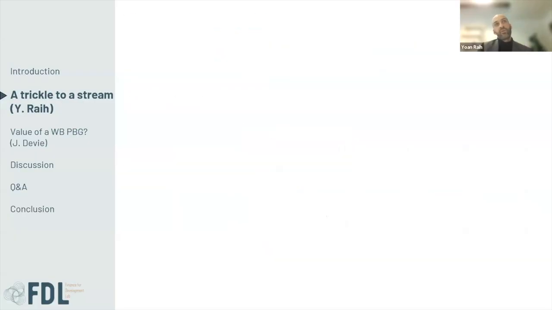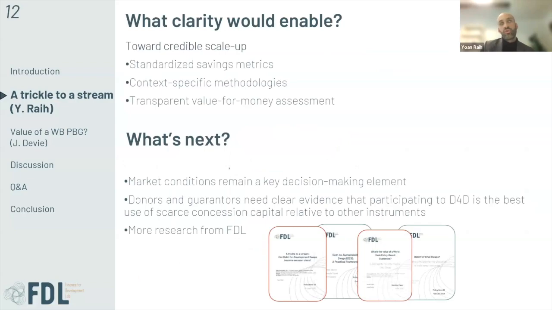So that's an aspect, and I will end with just a few elements for what to expect from 2026 and so on. We believe that market conditions will still be the main driver, obviously, of debt for development swaps. Do they make sense for the countries to go back to the market alone or with a credit enhancer? That's probably the key driver.